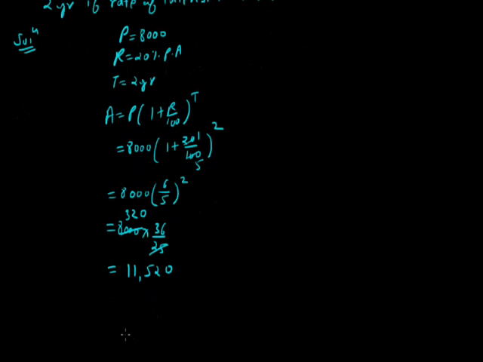Now what is the compound interest formula? We know that compound interest is equal to amount minus principal. So the amount is 11,520 and the principal is 8,000. So the interest is 3,520. So this is our interest. Now move to the next question.